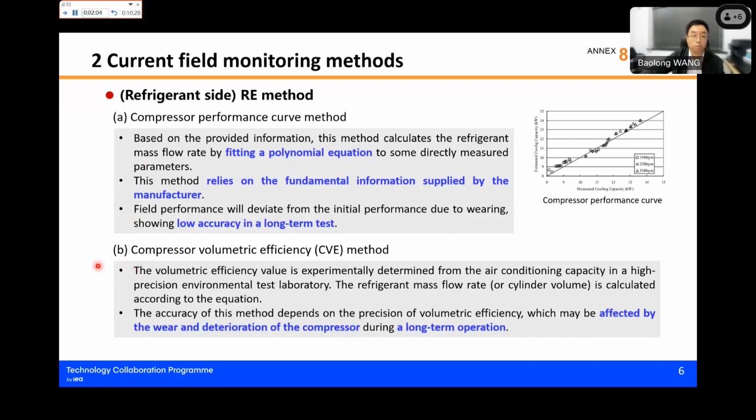Another method is very similar to the compressor performance curve method. We call that the compressor volumetric efficiency method. The difference is that, based on the catalog data from the manufacturer, we get the curve of the compressor volumetric efficiency. Using that volumetric efficiency and, for example, the suction density, we can calculate the real mass flow rate in the system, and by that mass flow rate, we can calculate the heating and cooling capacity. But this method also has the same drawbacks as the compressor performance curve method.